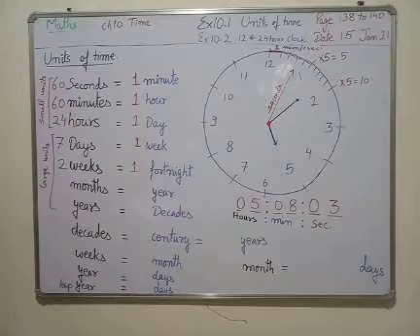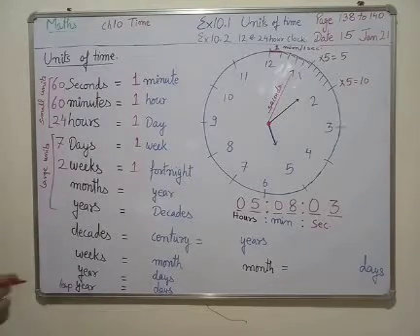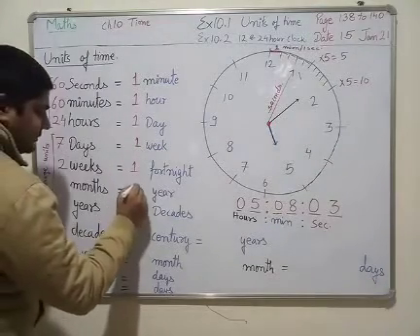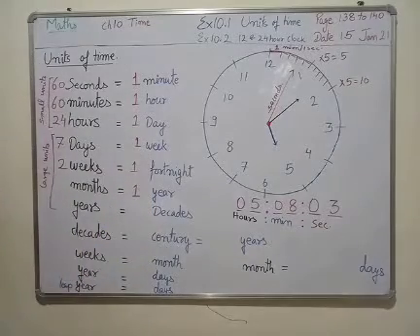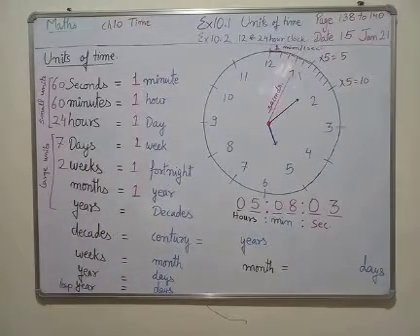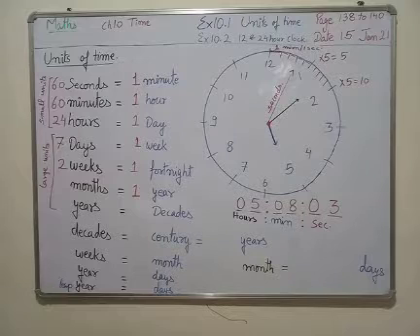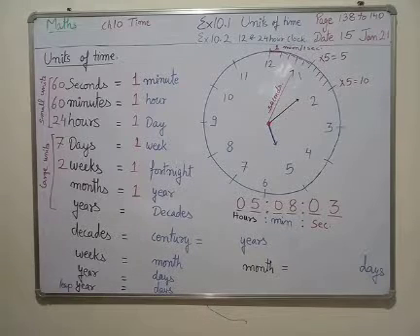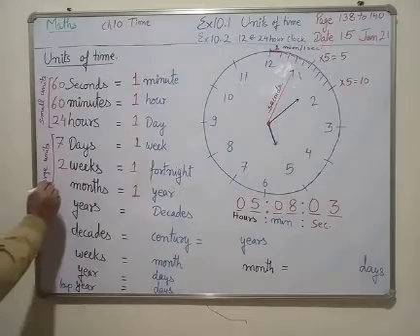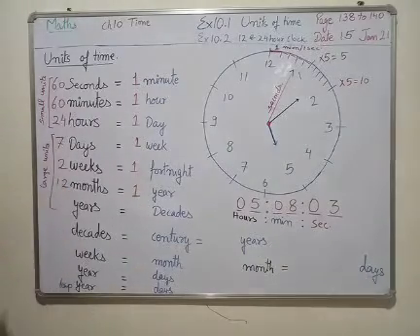Now how many months makes 1 year? How many months make 1 year? Very good everyone. Purav, very good, Chavi, Karthik, Ditya, very good. So 12 months makes 1 year.